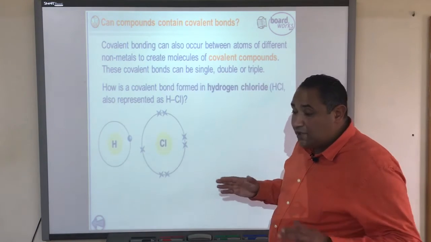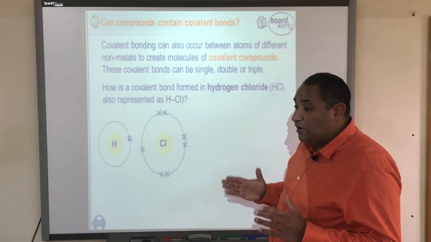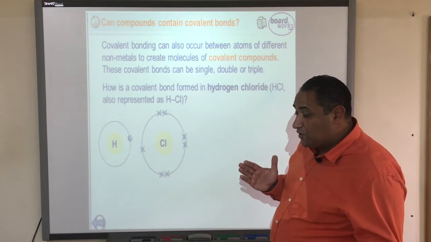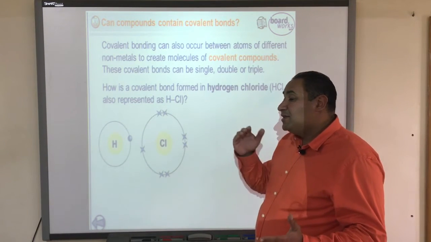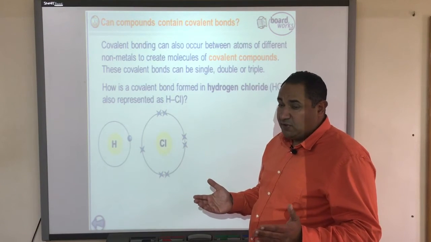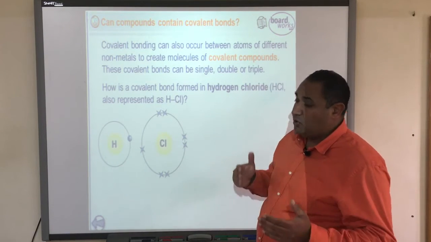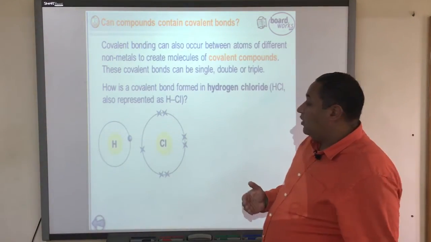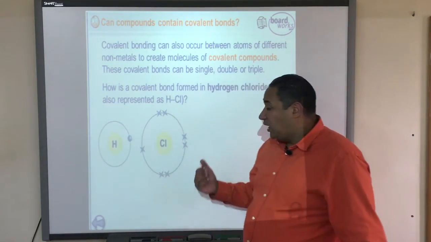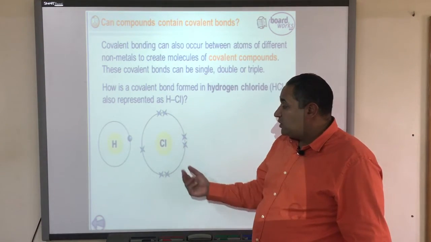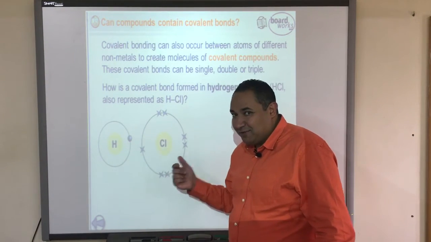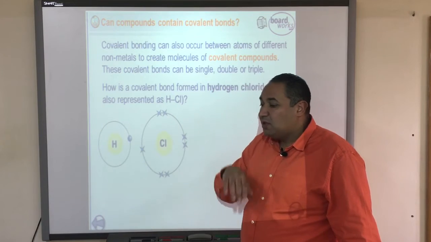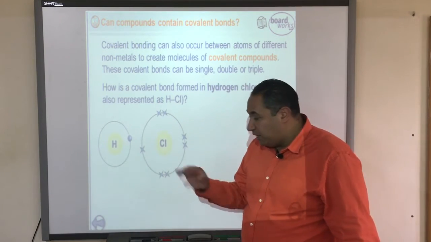Now, all the examples we mentioned were an atom of an element and the same type of this element, like hydrogen with hydrogen, oxygen with oxygen, nitrogen with nitrogen. But today, we'll give another example of hydrogen and chlorine, 2 different atoms. Non-metal, non-metal, because remember that covalent bond is formed only between non-metals.